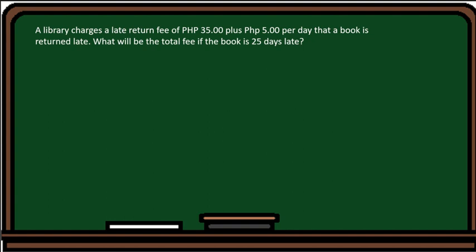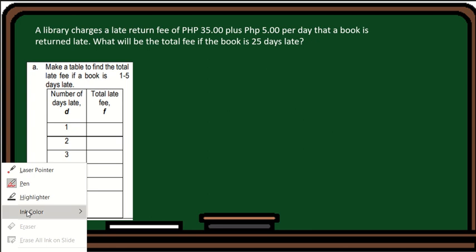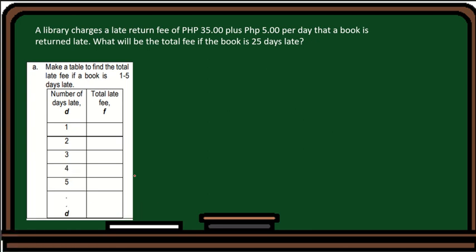So first, we will have the numerical model. In numerical model, we will have the two tables. The first table will be for the number of days late, or let's say the x values. And the second table will be the total fee, or the y values.